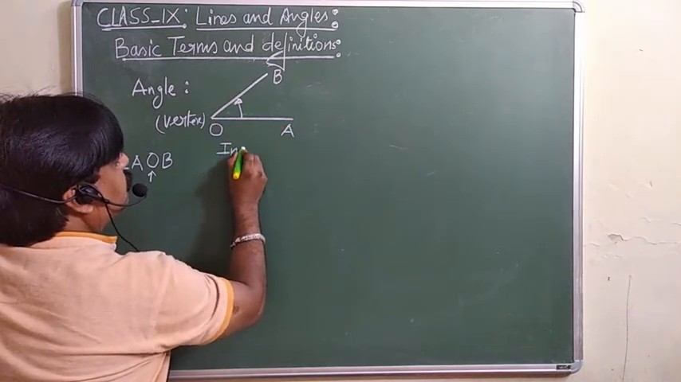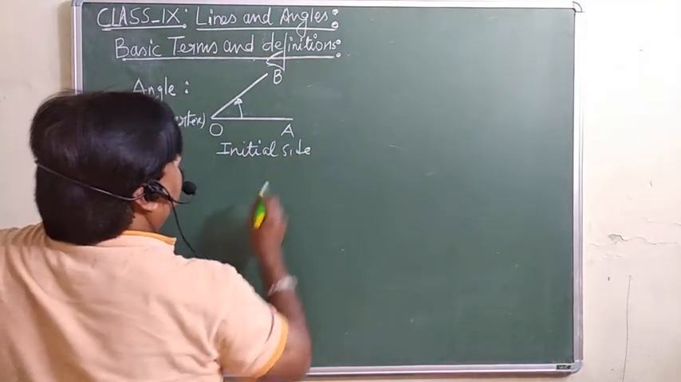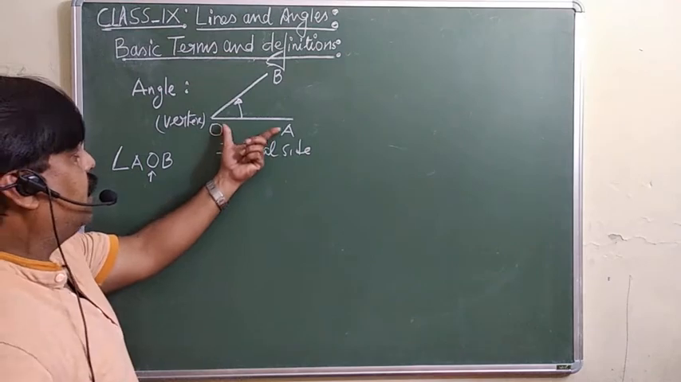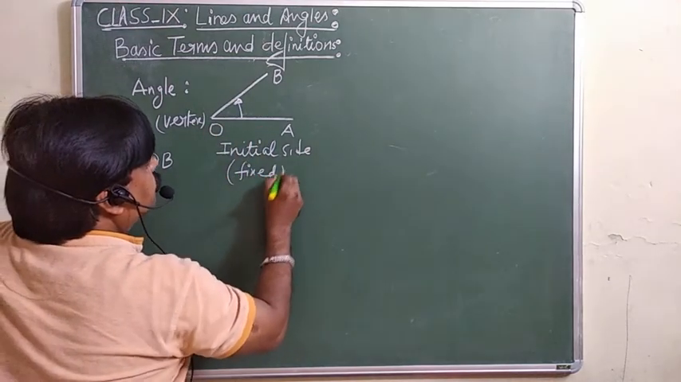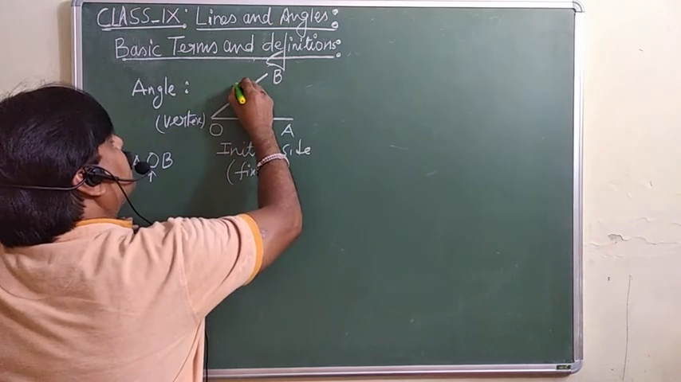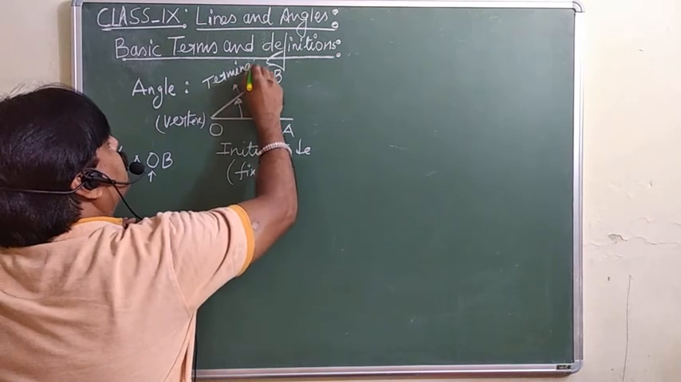In this one, OA is known as the initial side. This is the side which is the dead line, you can say. This line OA is fixed. Its initial side is fixed. And this OB is known as the terminal side.